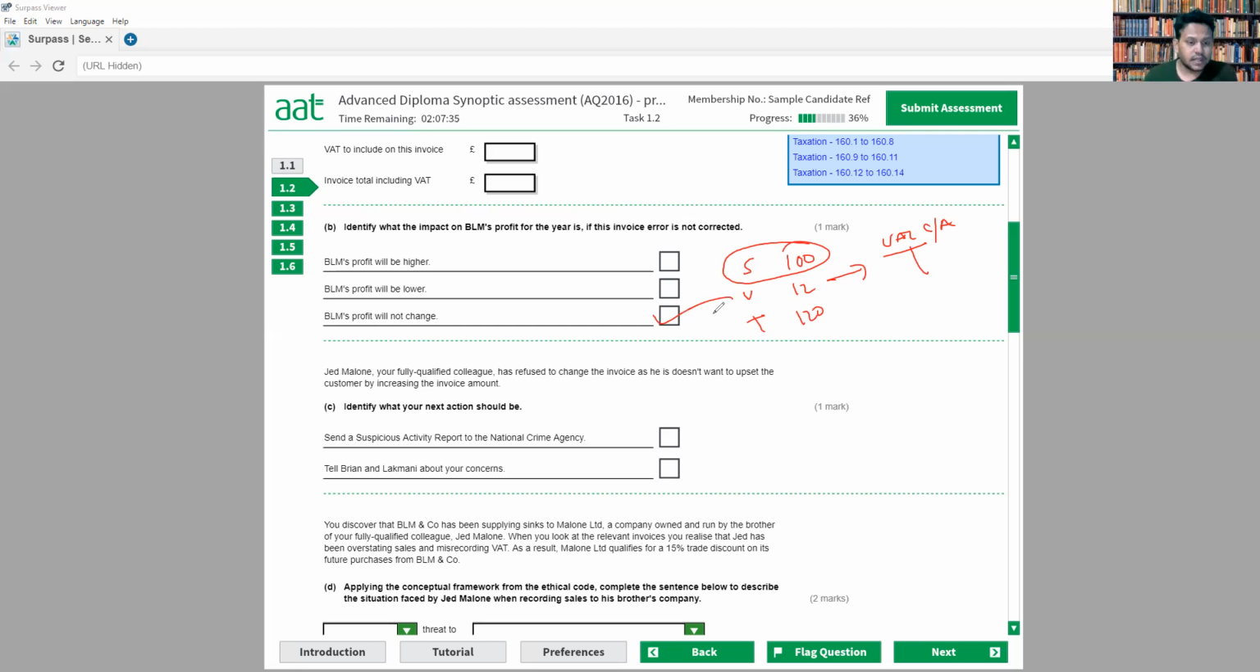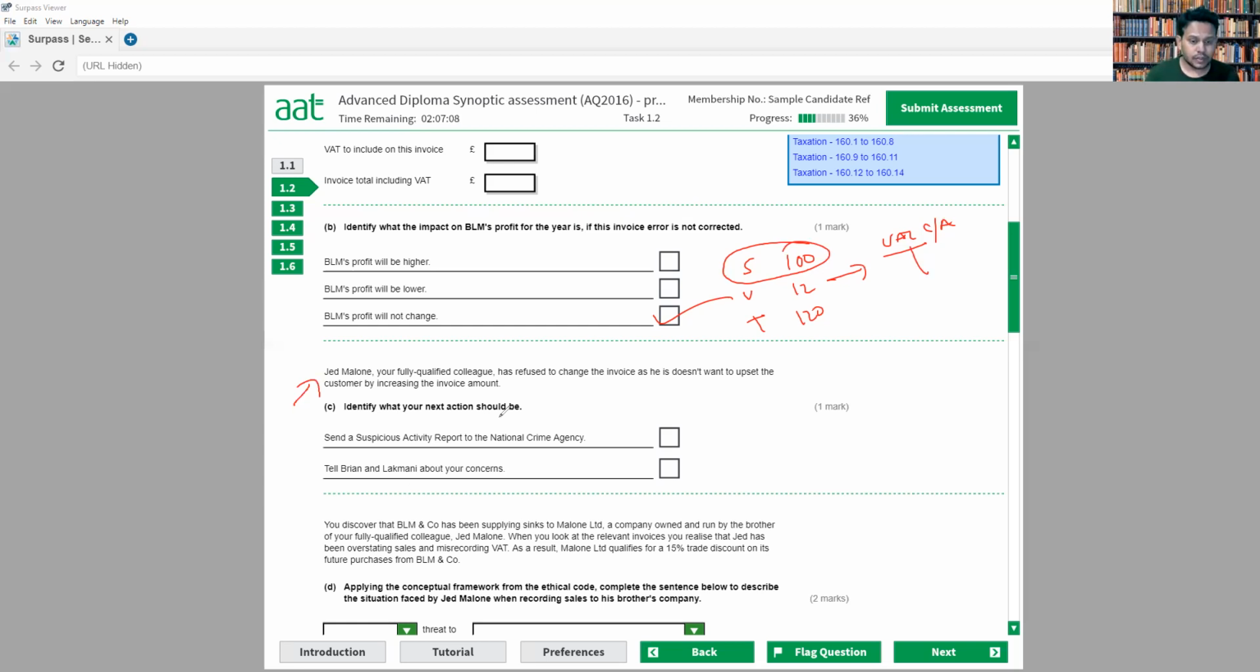The next one says, Jed Malone, your fully qualified colleague, has refused to change the invoice as he does not want to upset the customer by increasing the invoice amount. So he's not charging the VAT because he thinks that if he charges the VAT, the total amount will be more and the customer will be upset.